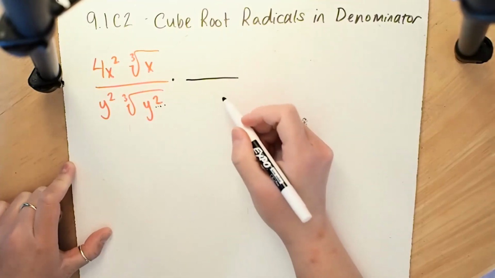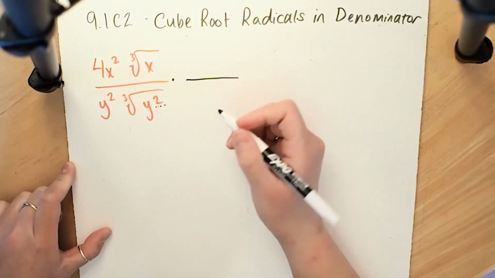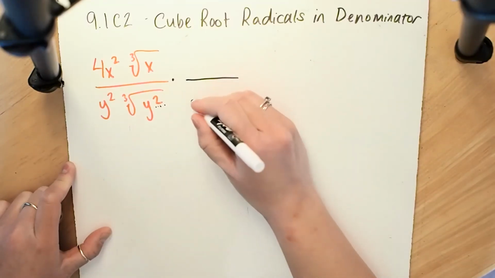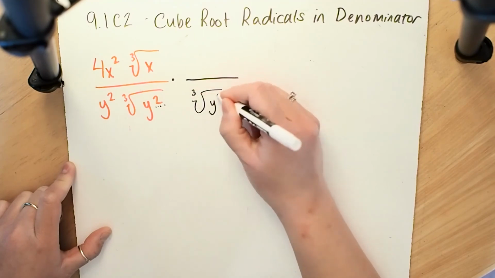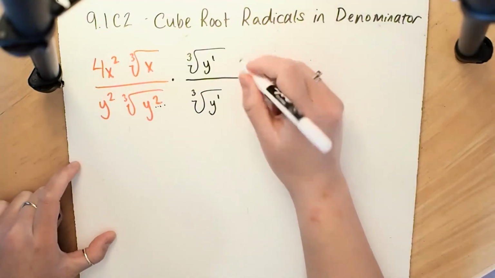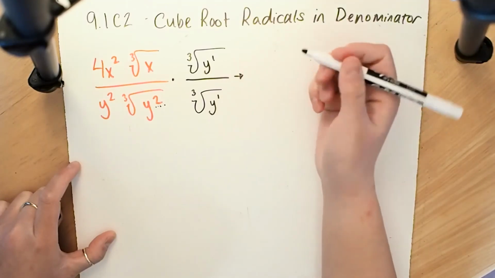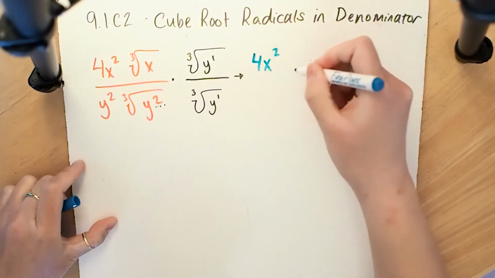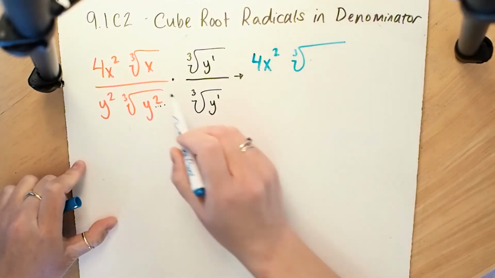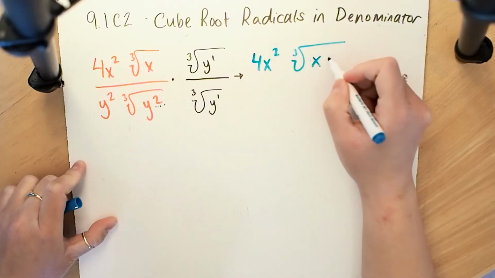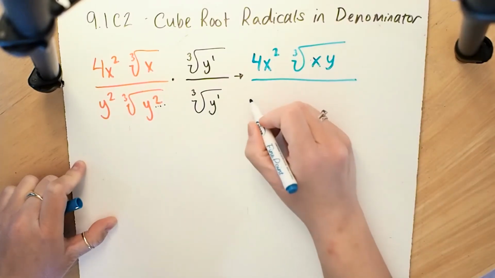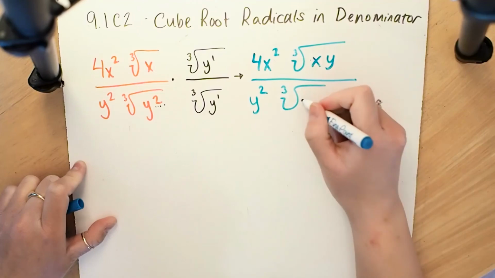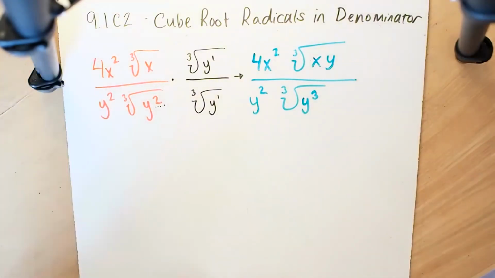On the top and the bottom, I need to multiply by some number that will make this become 3, so 2 plus 1 is 3, or you could say 3 minus 2 is 1. So I'm going to multiply it by the cube root of y to the 1 this time. Because I'm multiplying it by the cube root of y to the 1, let's just take care of the top part first. I have 4x squared times the cube root of x times y on the inside, and on the bottom I have y squared times the cube root of y to the 2 plus 1, which is 3.